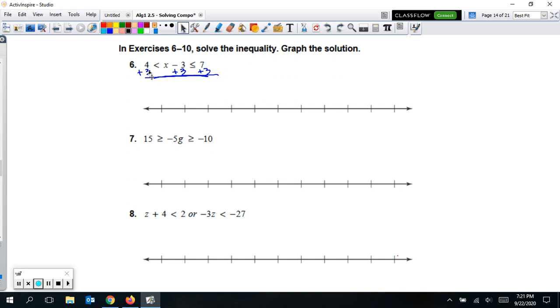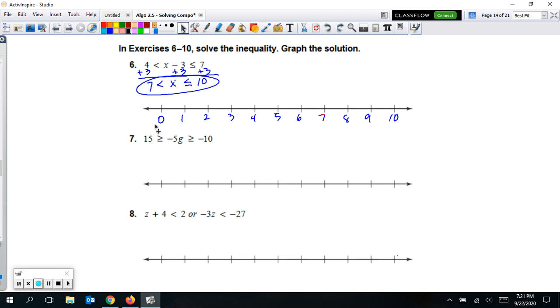And then we'll go ahead and simplify this. 4 plus 3 is going to give us a 7, and then the inequality sign, less than. And now the 3's will cancel, and it leaves us just with x in the middle. And then our next inequality sign, less than or equal to, and then 7 plus 3 gives us 10. So there's our answer, and it is in the right order. 7 is smaller than 10. It's all going in the less than direction. So that's correct. That's our answer for this one.